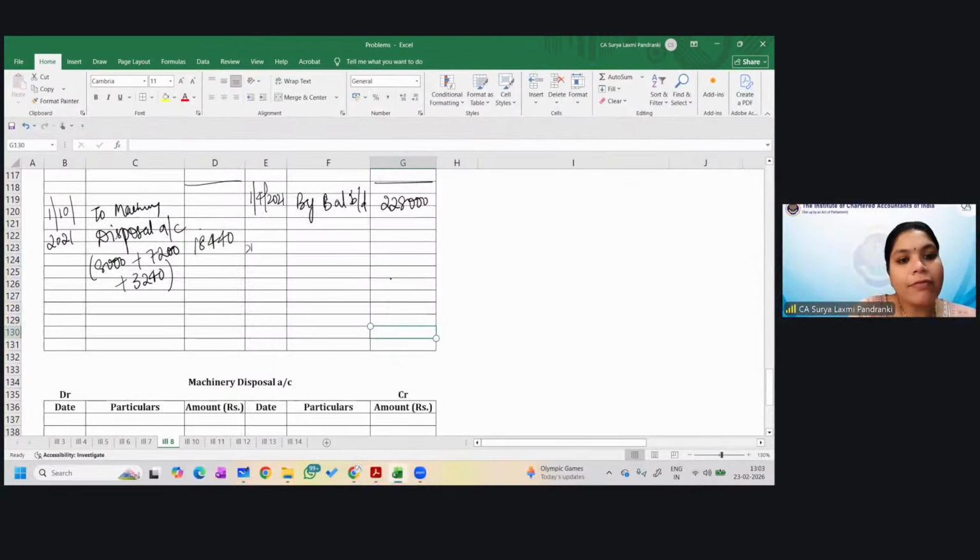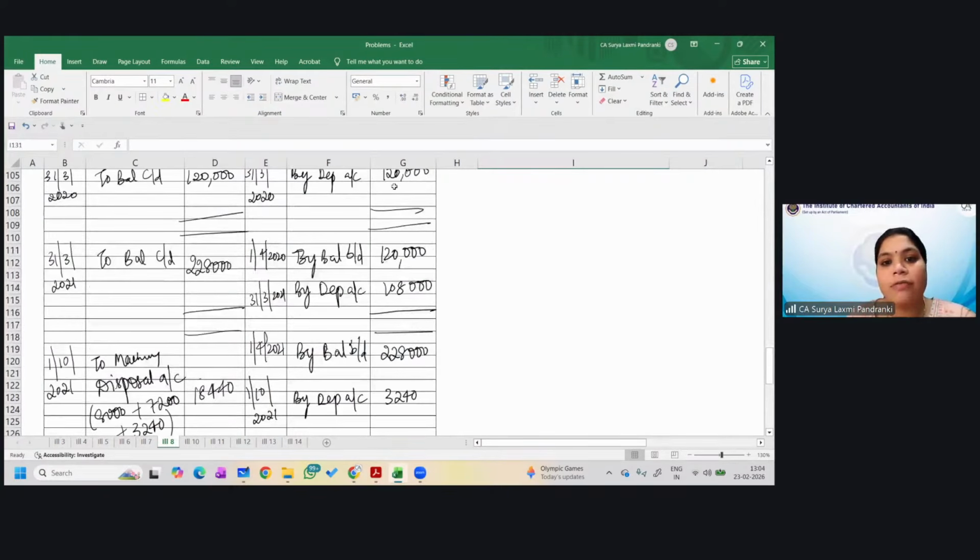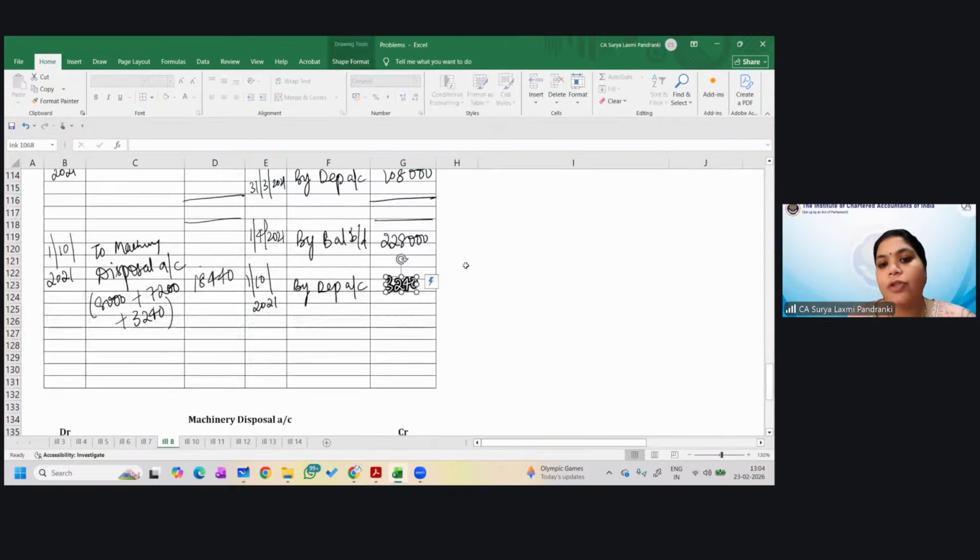What else is there? We have to provide depreciation by depreciation account. Then on 1/10/2021, by depreciation 3,240. This is a depreciation for 6 months, because first year depreciation and second year depreciation are already provided. Half year's depreciation you will provide first and then transfer to the machinery disposal account.